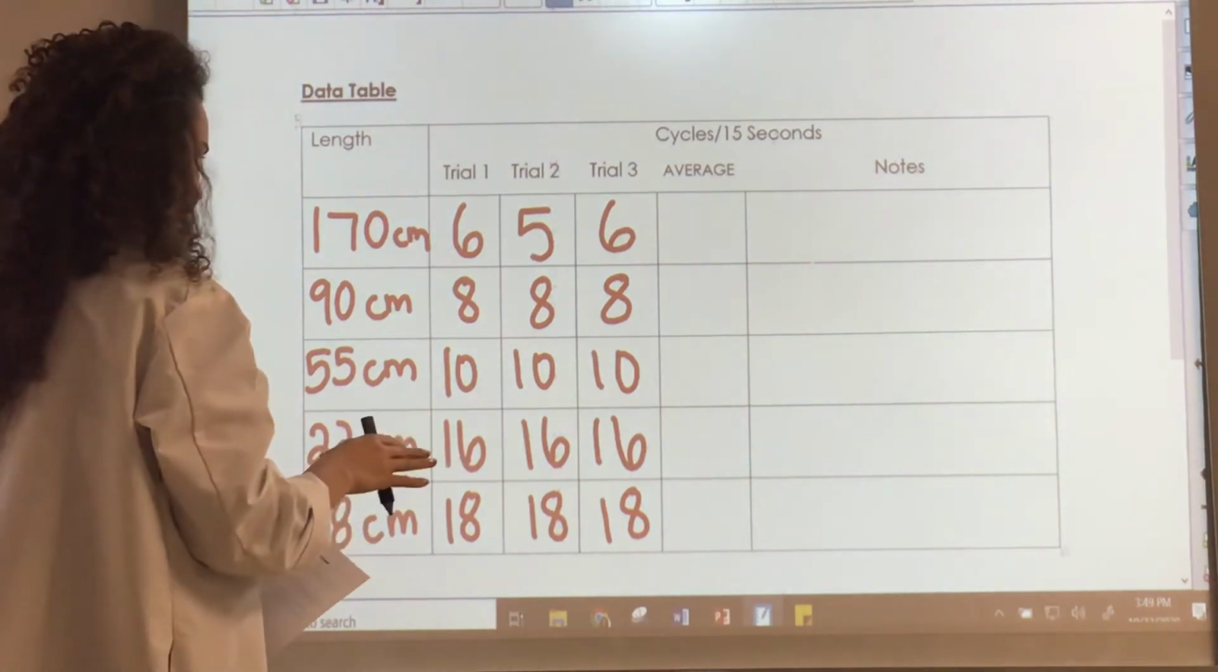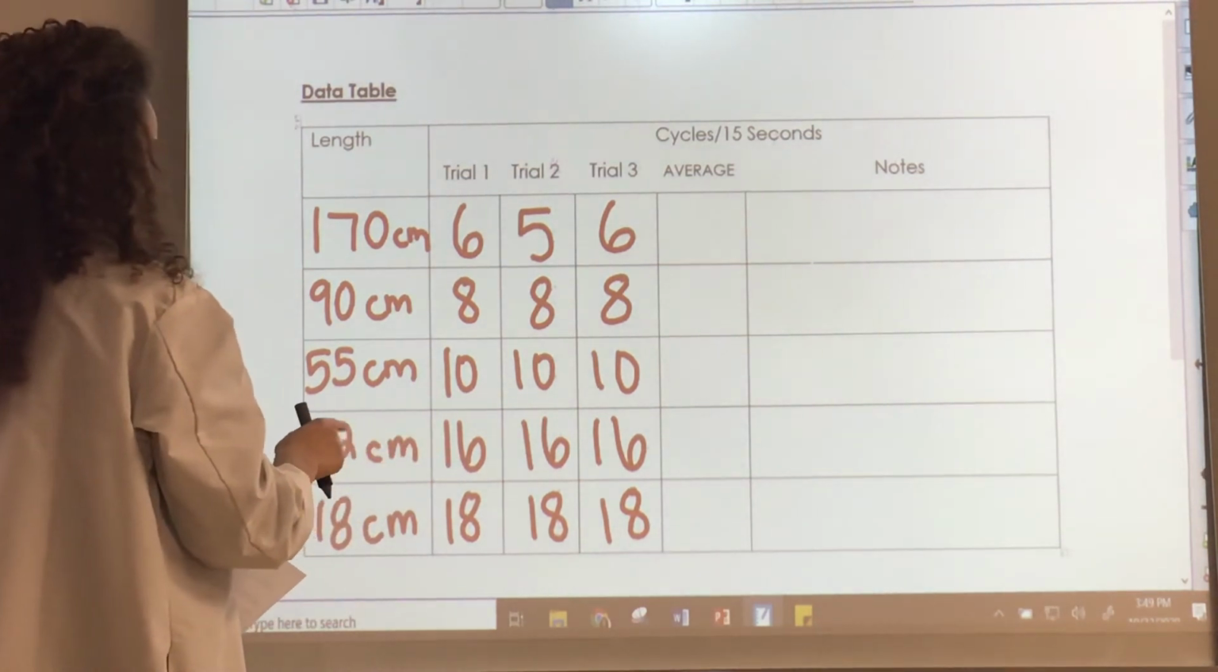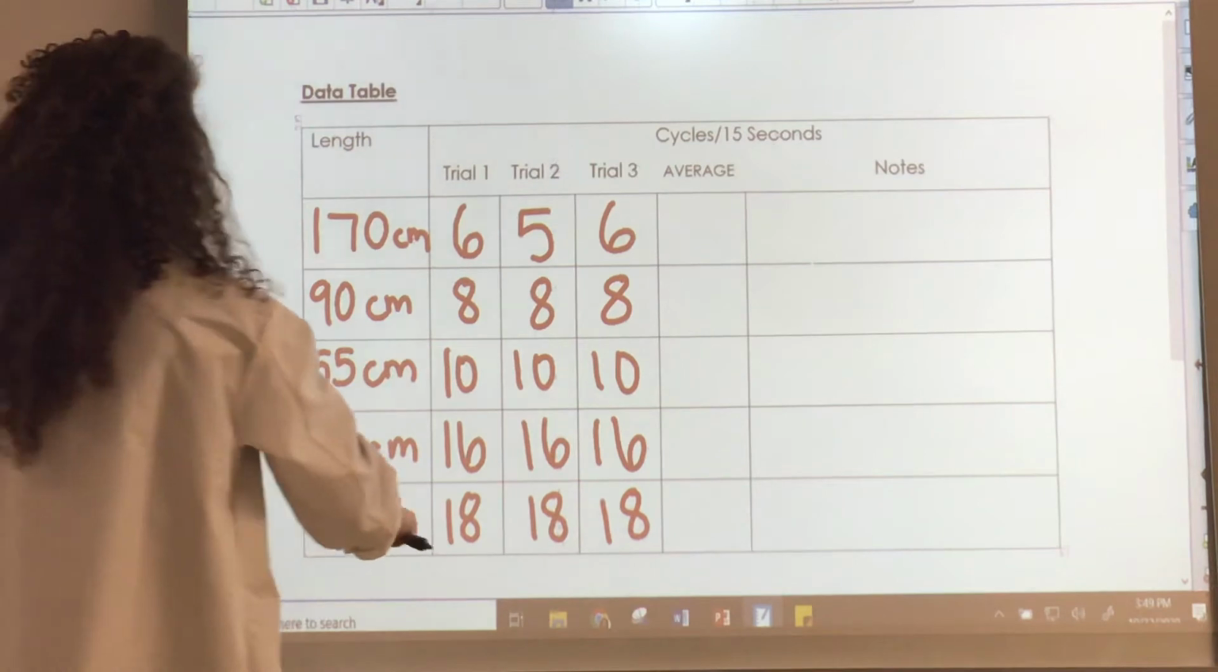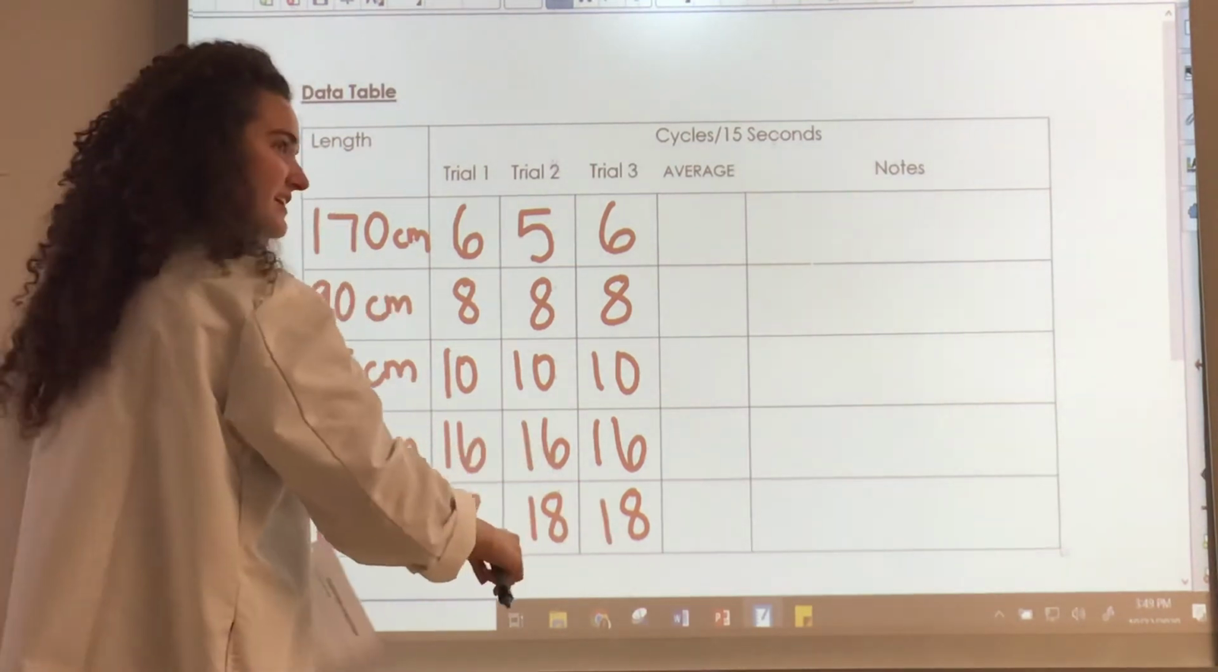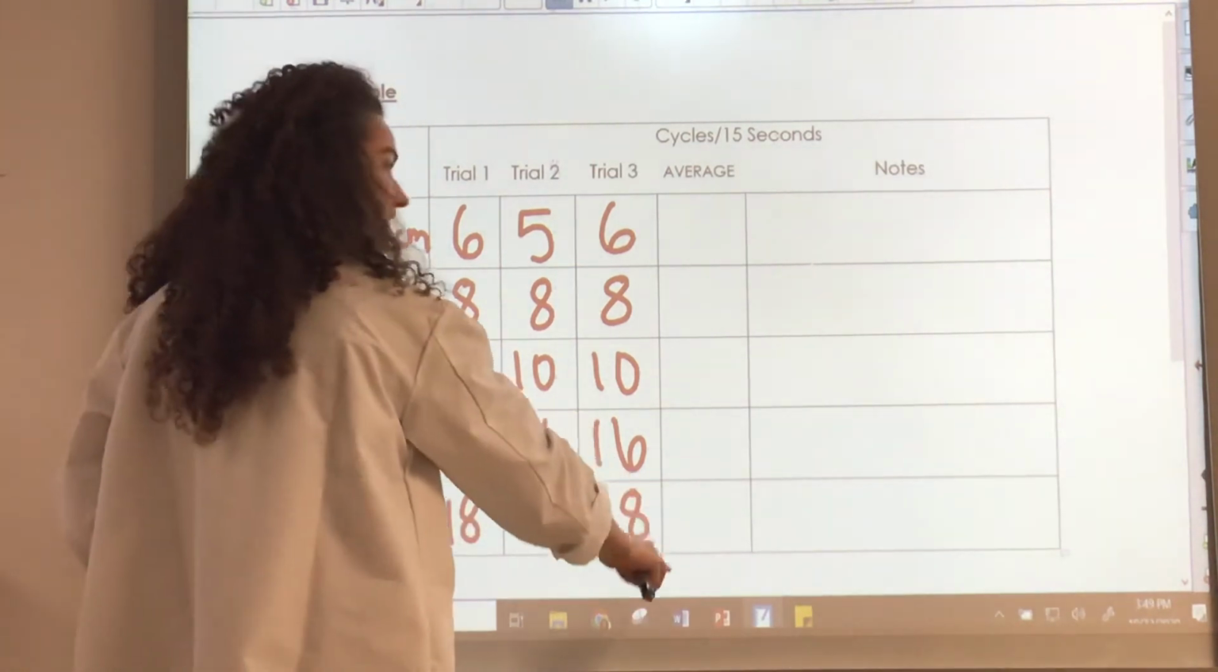Weren't they? I didn't notice them being crazy off. I was getting some 19. Do you want to change? Is it okay if we average 17?